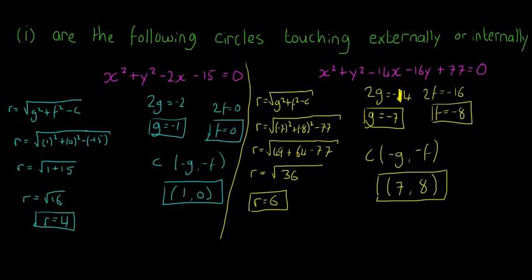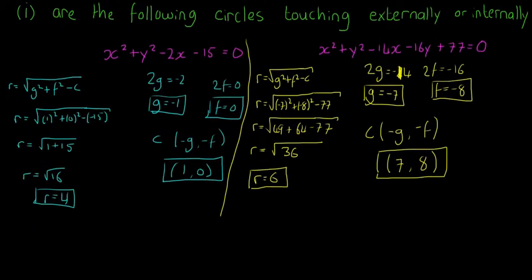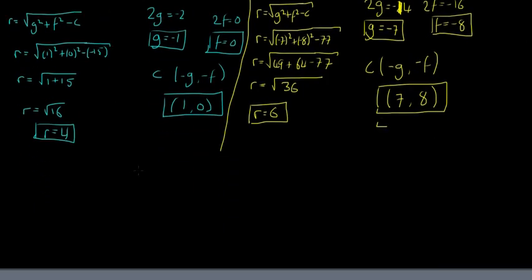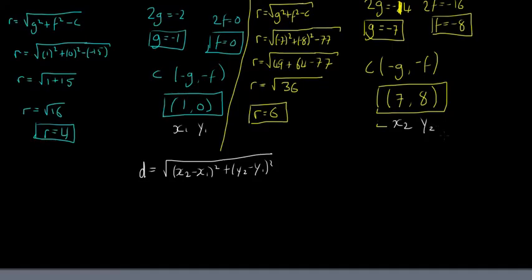So now we have to look at the distance between the two center points. And after that, we can tell if they're touching externally or internally. So I will go down here. I'm going to say D is equal to the square root of x2 minus x1 squared plus y2 minus y1 squared. So I'm going to call this x1 and this y1, and this is going to be x2 and this is going to be y2. So that means our D is going to be equal to x2 is going to be 7 minus x1 is minus 1 squared plus y2 is going to be 8 minus y1 is going to be 0 squared.